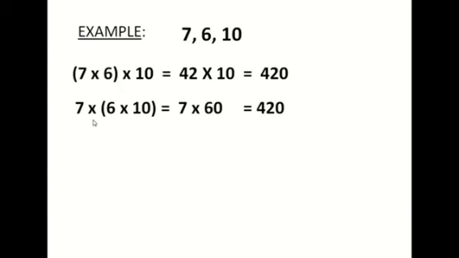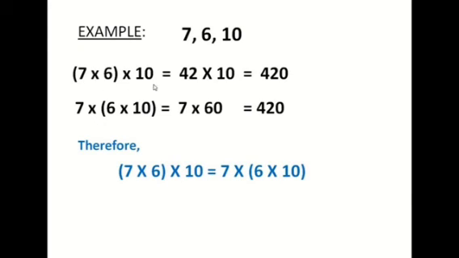Now look here. I have taken 6 and 10 together. So 7 into 6 into 10. So 6 into 10 gives you 60 multiplied by 7. 7 sixes are 42. Again it is 420. Yes. So what can we say here? Though we have grouped them in a different way and found the product, the final product is the same. Therefore we can write that 7 into 6 into 10, the first method, is equal to 7 into 6 into 10, the second one.